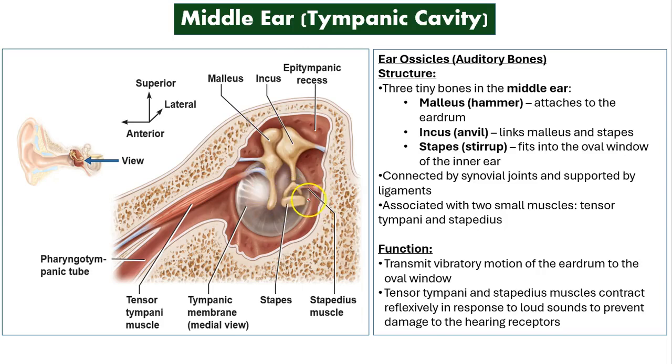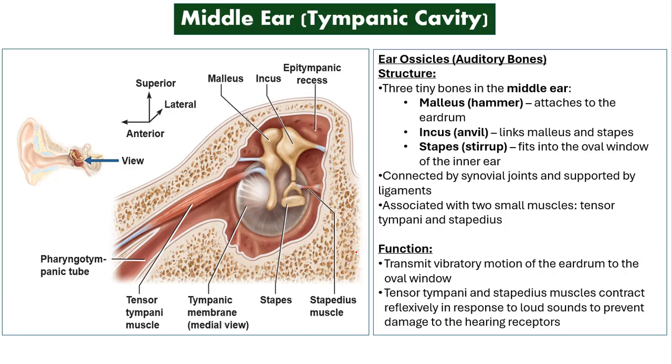And then through the oval window, those sound vibrations are going to go into the inner ear, which is basically a fluid-filled system. And that's going to generate the nerve impulses. That's going to travel through the cochlear branch of the cranial nerve so that it goes to the brain and sound is interpreted. Okay, so that's kind of how it all works.